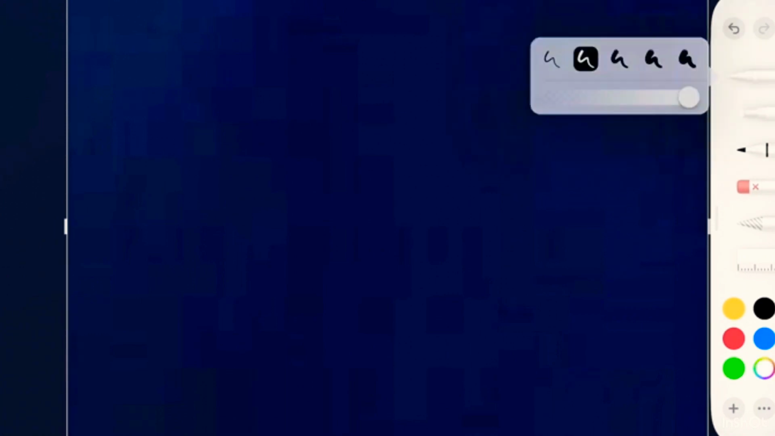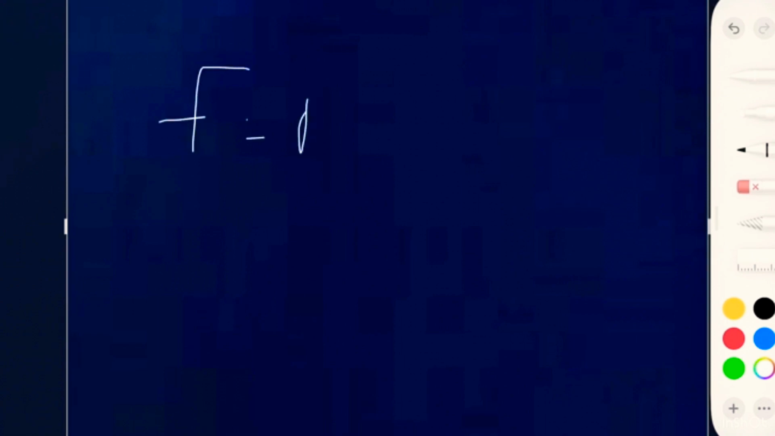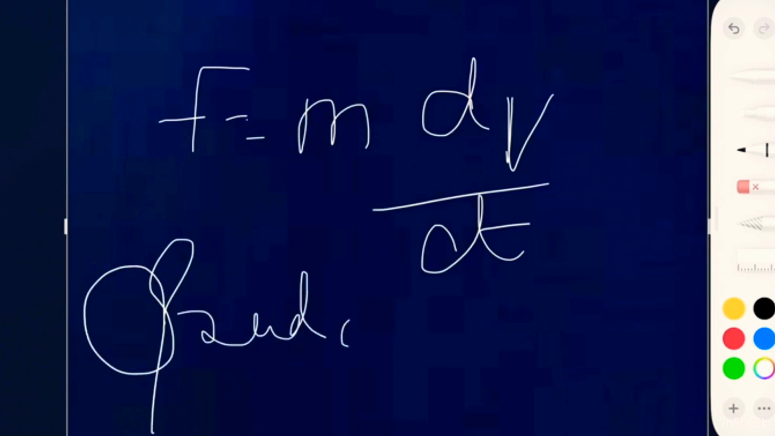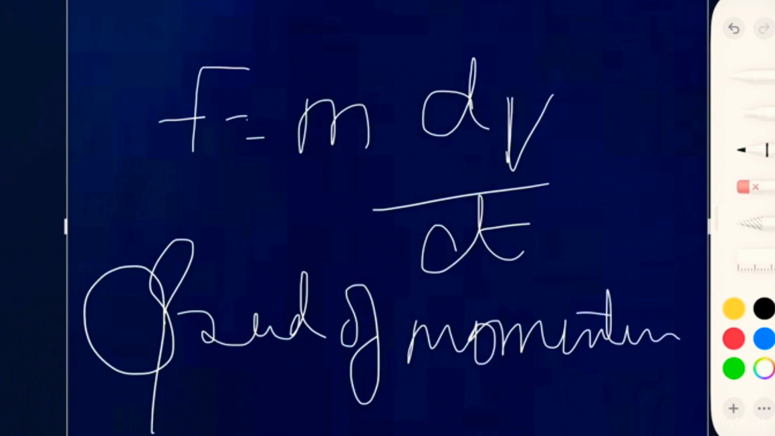So next we are going to see the rate of change of momentum. That is F is equal to mass times dV by dt, F is equal to m dV by dt, the rate of change of momentum. The rate of change of momentum is equal to F is equal to m delta V by delta T.